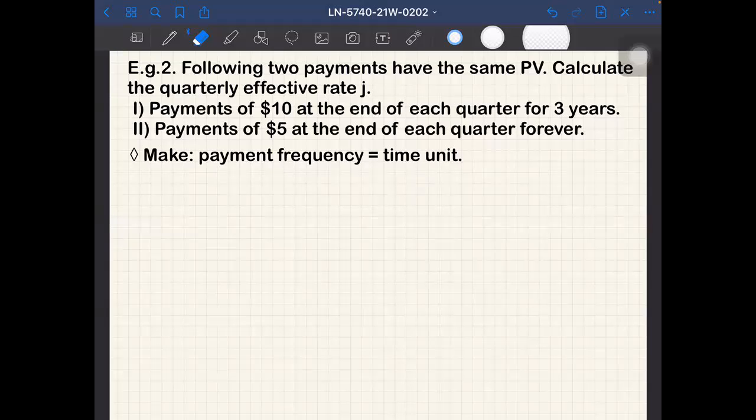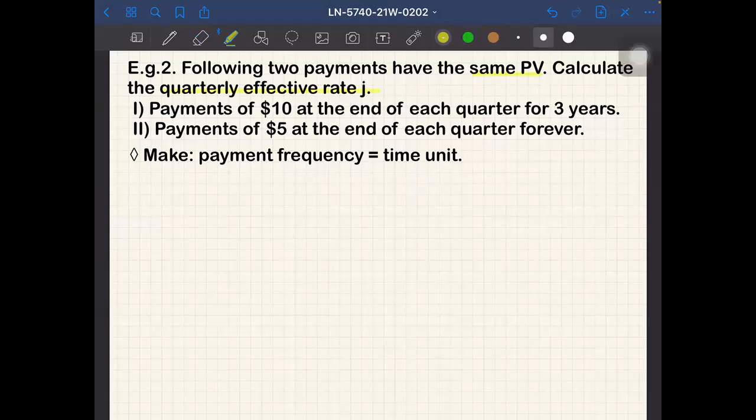Hi, the perpetuities example 2. So this is a little more complicated example. The following two payments have the same present value. Calculate the quarterly effective interest rate J.